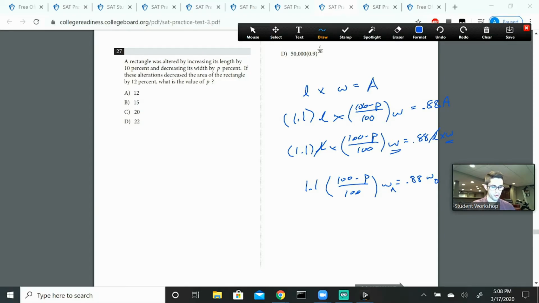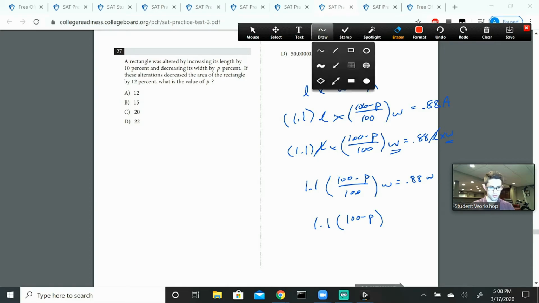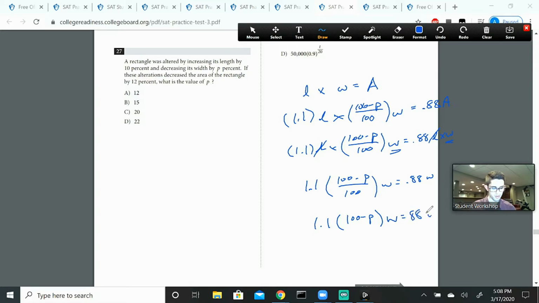So if we multiply both sides by 100, we get 1.1 times 100 minus P. Actually, you know what? That's kind of confusing. They're the same W. We just want to see what P would equal. Equals 88 W.